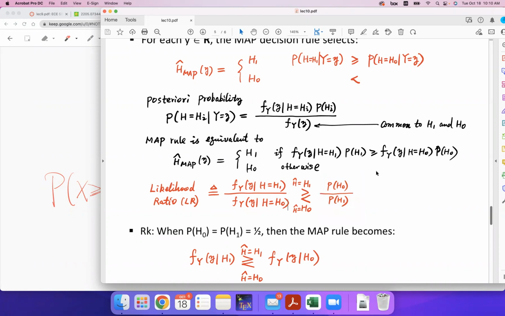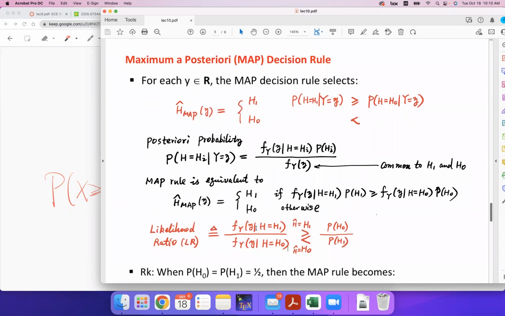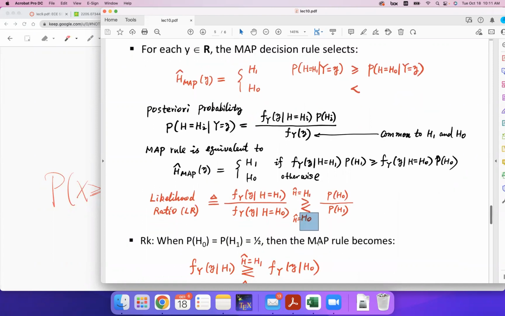So basically, the MAP decision rule in the end is equivalent to a likelihood ratio test. Well, the threshold for this test is given by some prior information on your hypothesis. And then what you need to do is to compute this likelihood ratio. And then depending on the ratio and this threshold, you will decide either you pick H1 as the hypothesis or you pick H0 as the hypothesis.